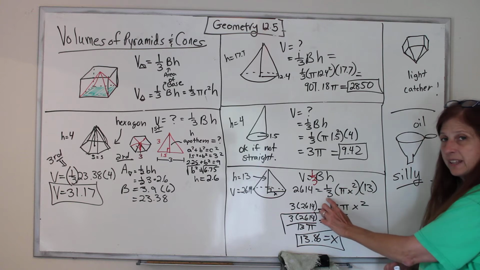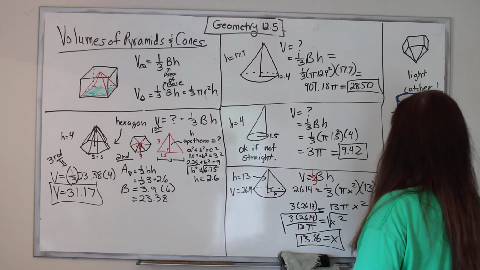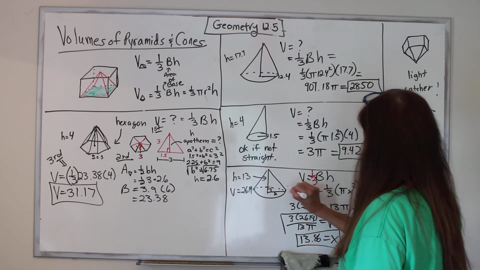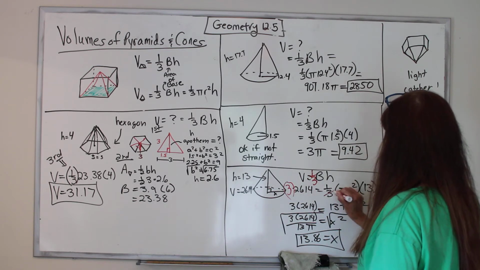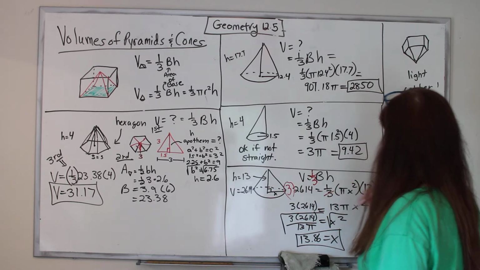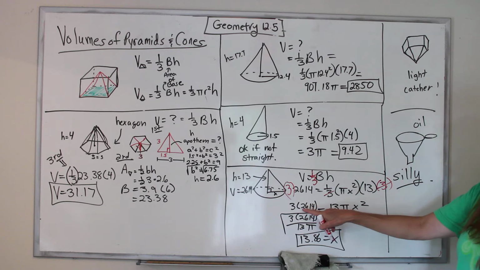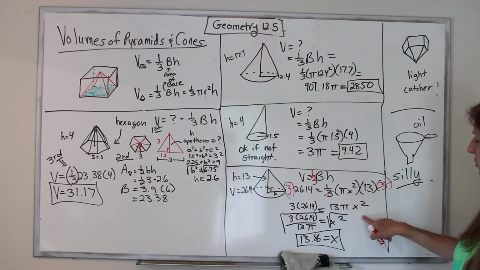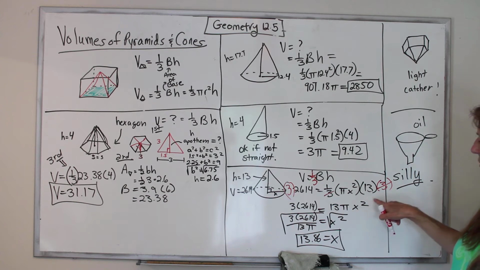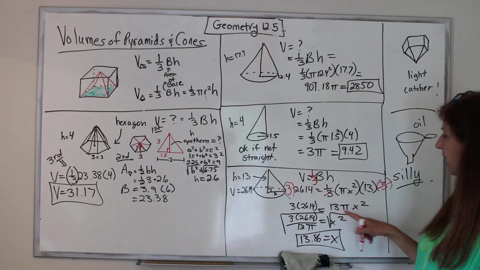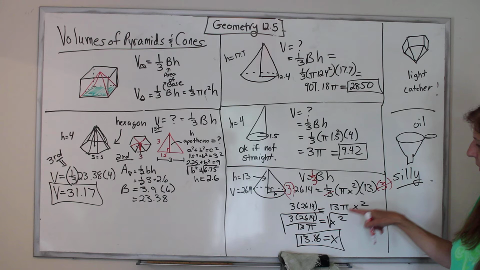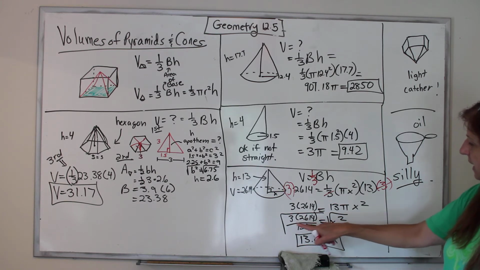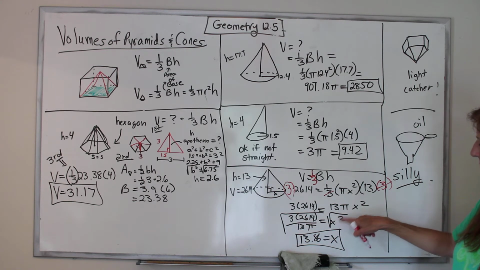So what's making this ugly is this 1/3. So step 1 for me is to multiply both sides by 3 so that gets rid of that fraction. Those cancel out, and I get 3 times 2614 equals 13 pi x squared. Why is x not alone? It's squared and it's got 13 pi. I'm going to do the opposite and divide both sides by 13 pi. And then I get this divided by 13 pi is x squared.